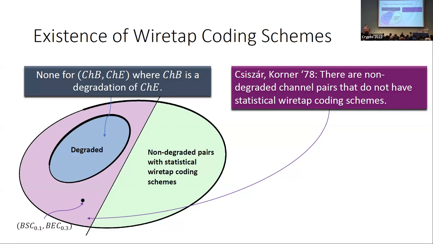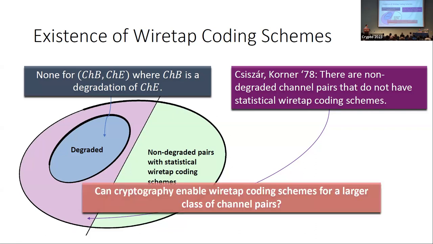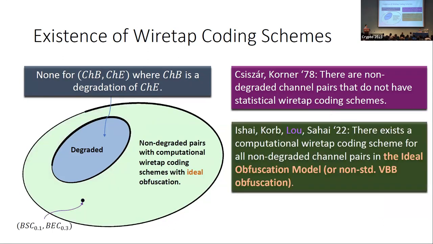So then we can ask, can we do better in the computational setting? And can we do this using cryptography? Our work last year showed that indeed we can. In fact, whenever the channel pair is non-degraded, there exists a computational wiretap coding scheme in the ideal obfuscation model, or using non-standard VBB obfuscation. And so our running example of a BSC 0.1 and BEC 0.3 now has a computational wiretap coding scheme.